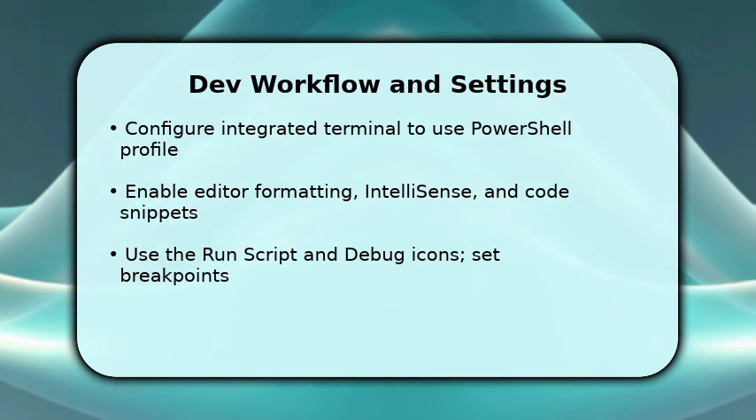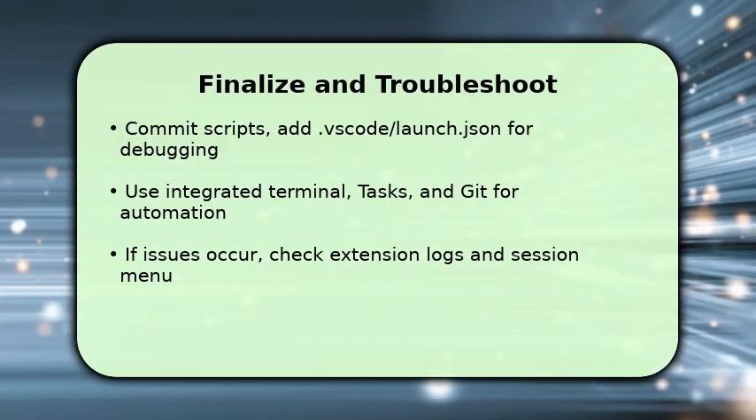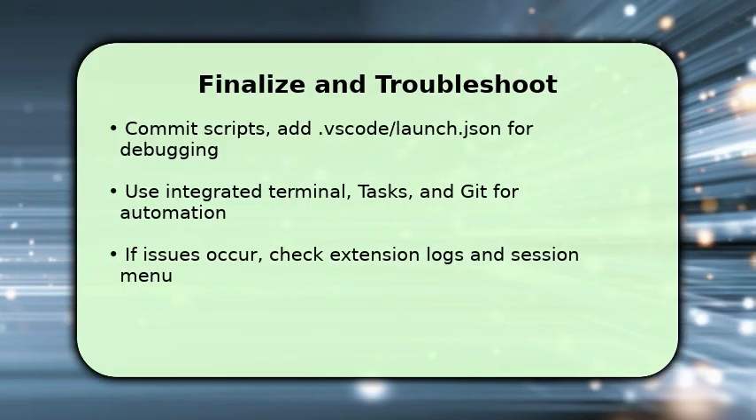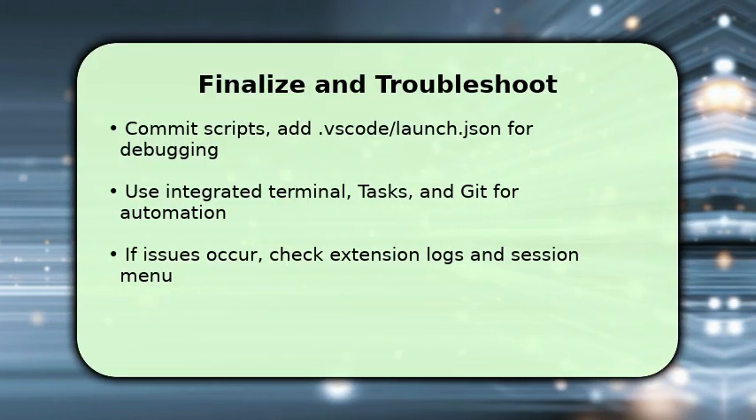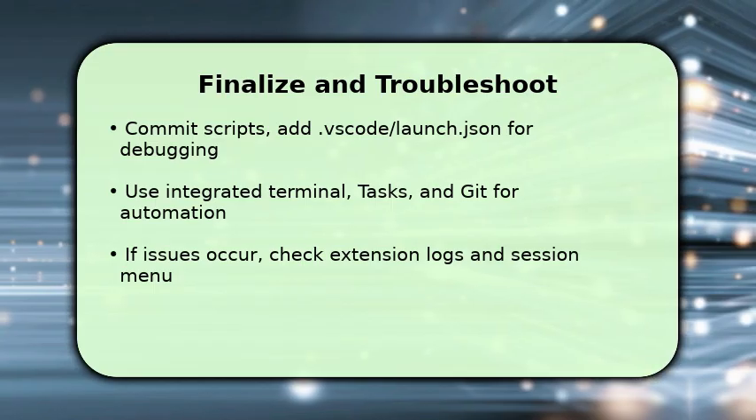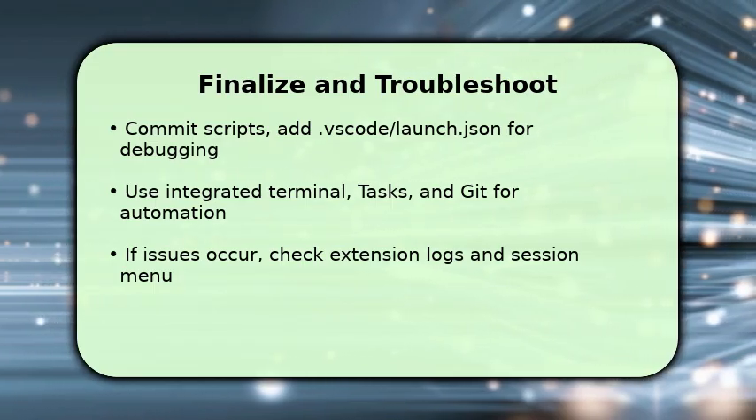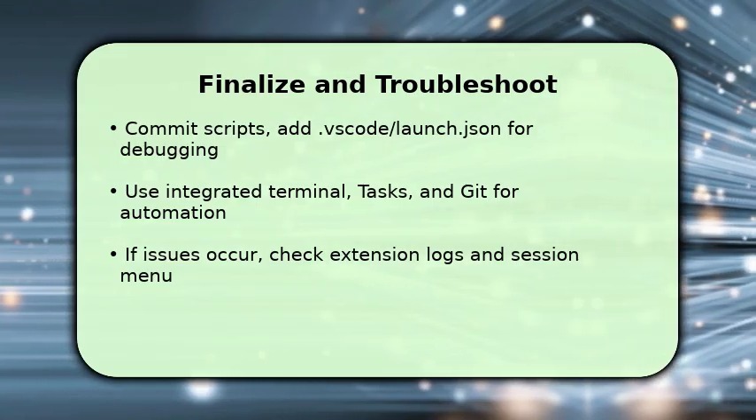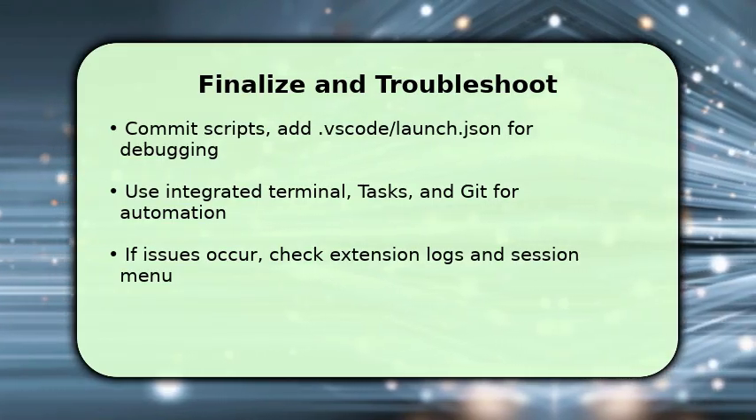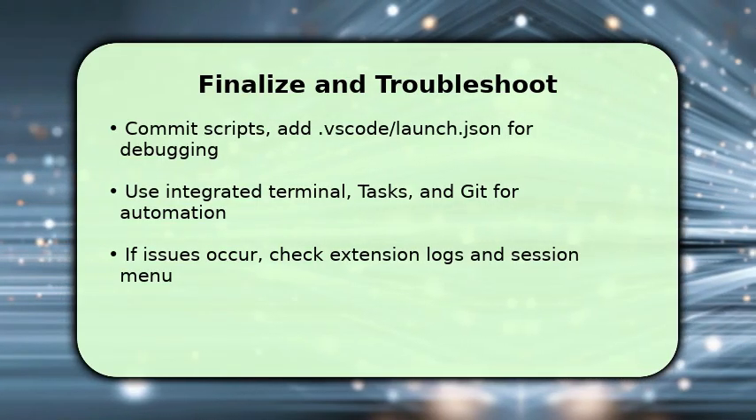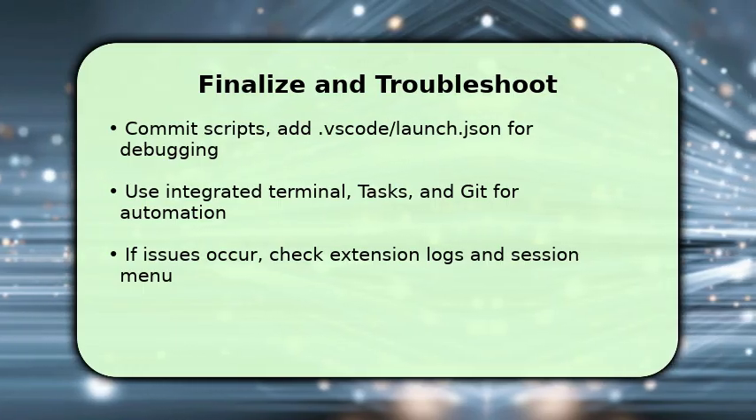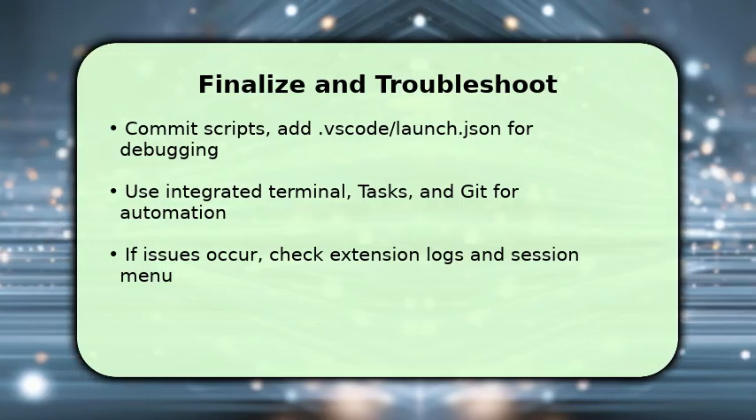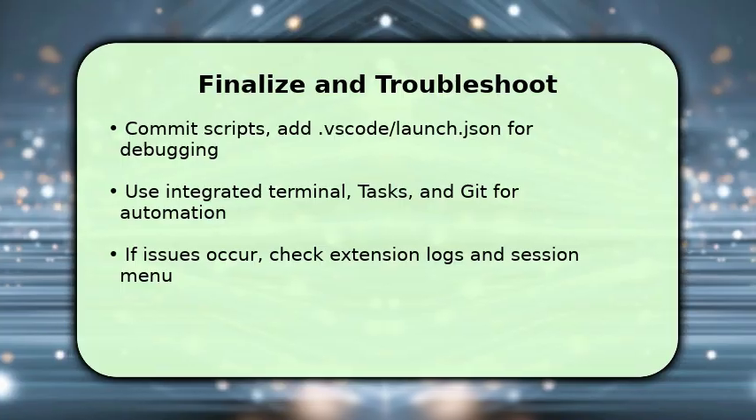To finish, wire up automation and validation so your scripts are ready for use. Add a launch.json for repeatable debug sessions, create tasks for linting and testing, and commit changes with Git inside VS Code. Make sure the integrated terminal reflects the selected PowerShell session and that your profile modules are available. If something fails, open the PowerShell extension log and the session menu to confirm the active interpreter. Checking these two places resolves most environment mistakes.